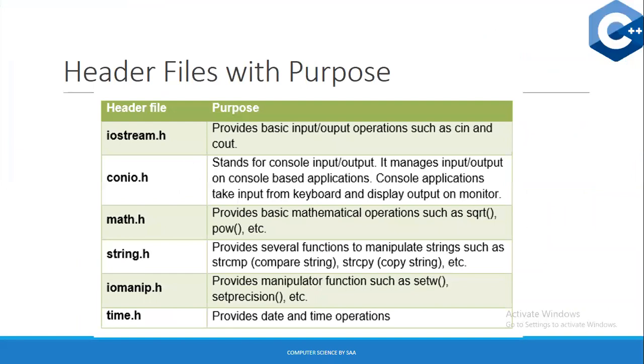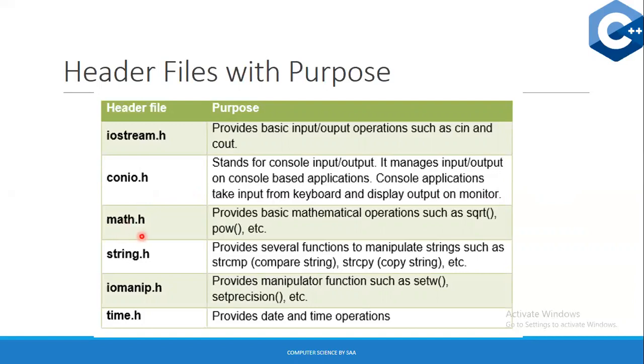Now here is a list of some commonly used header files with their basic purpose. The most commonly used header file is iostream.h, and we have already discussed that it provides the basic input and output operations such as cin and cout statements. Then conio.h is used for console applications. We use this header file to basically include the getch functions in our program.